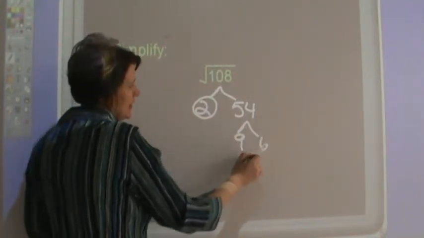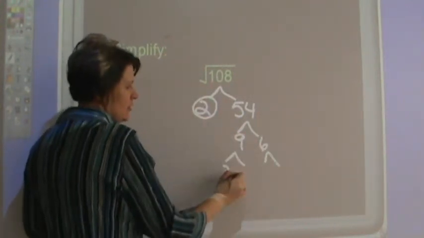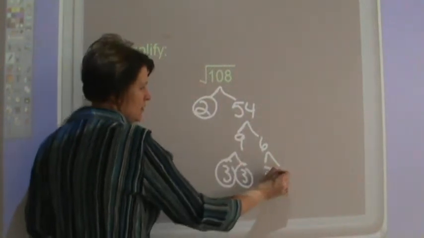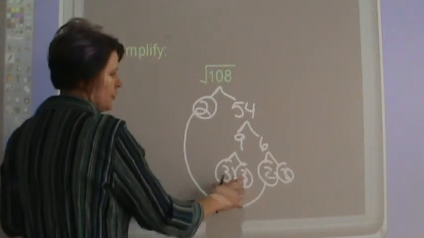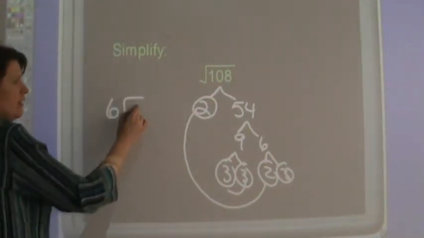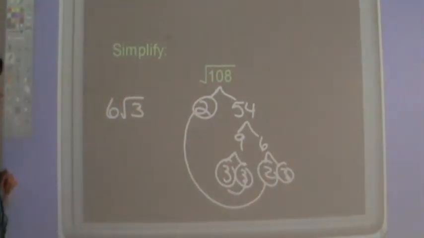This would be 9 and 6. Keep going, because neither one is prime. 3 times 3 is 9, 2 times 3 is 6. All right, I got a pair of 3s and I got a pair of 2s. So 3 times 2 is 6. And then I still have that 3 left underneath.